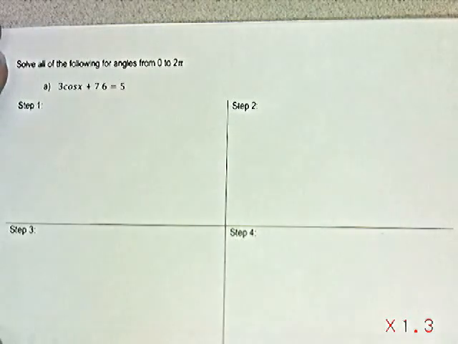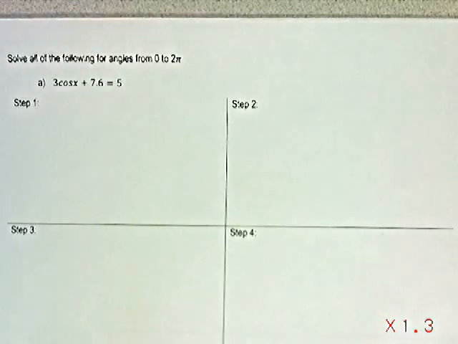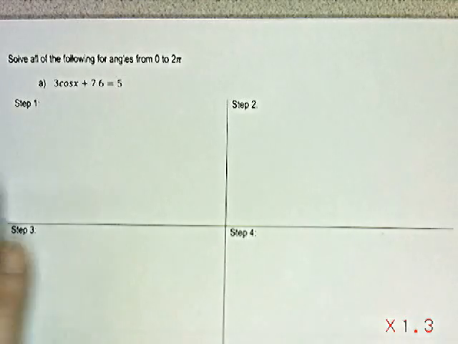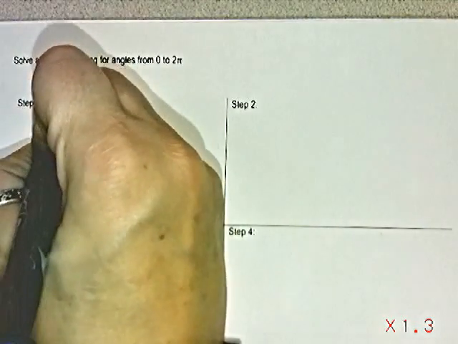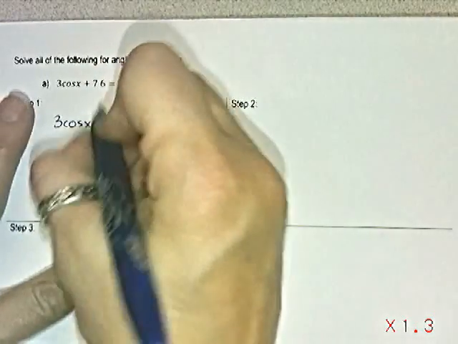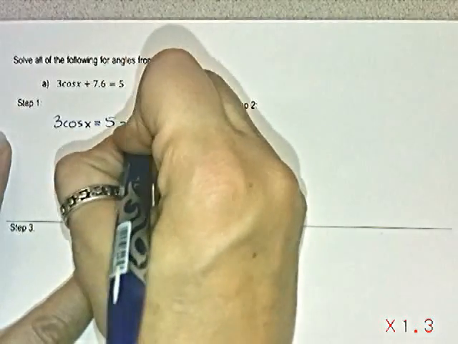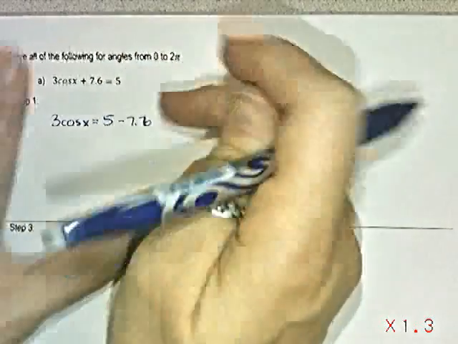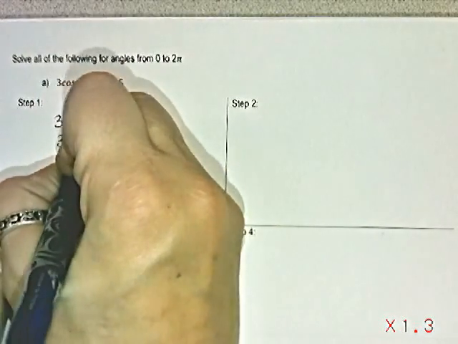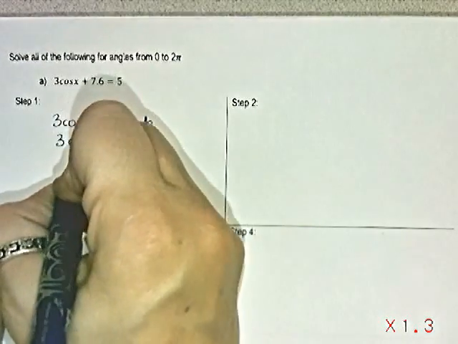And so my step one was to isolate my trig ratio to be equal to a single number. So let's kick out this 7.6. We will take 3 cos x. We will, sorry, getting distracted here. We'll subtract that 7.6 off of both sides, getting us to a negative 2.6, and then we'll divide away that 3.